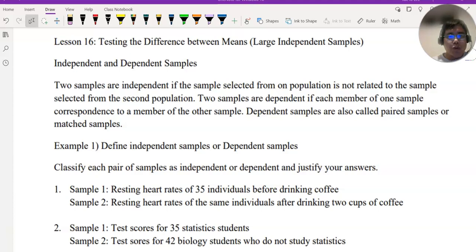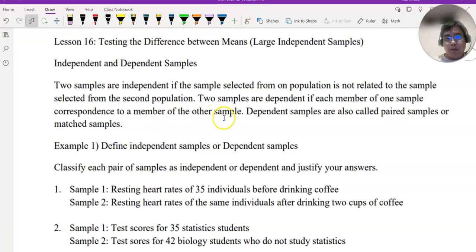So this time we want to do testing the difference between means, especially large independent samples. Then we better know what independent and dependent samples mean. Two samples are independent if the sample selected from a population is not related to the sample selected from the second population. Two samples are dependent if each member of one sample corresponds to a member of the other sample. Dependent samples are also called paired samples or matched samples.